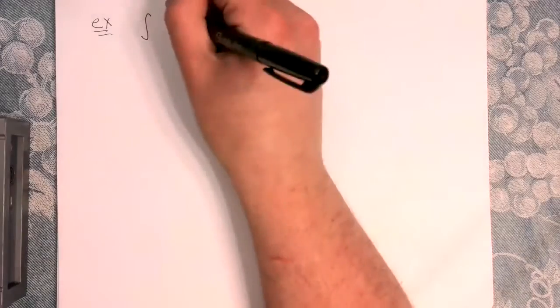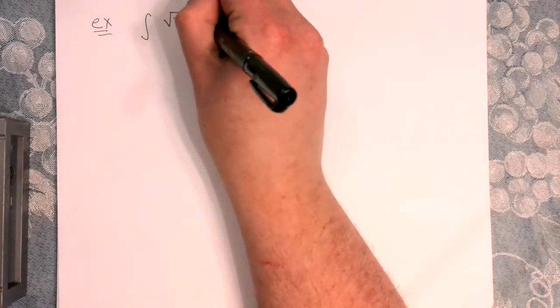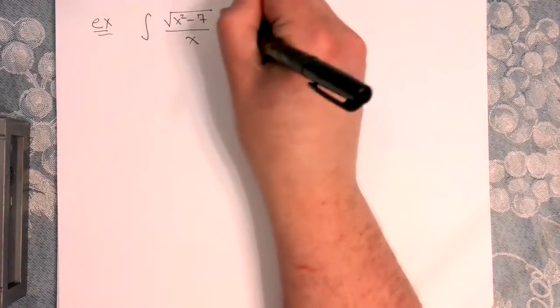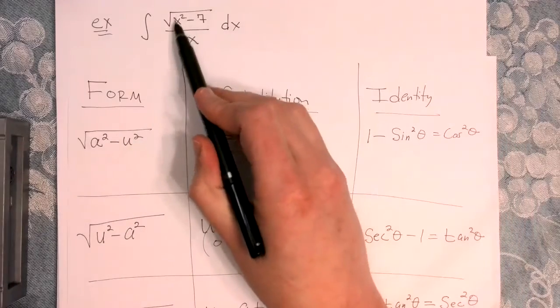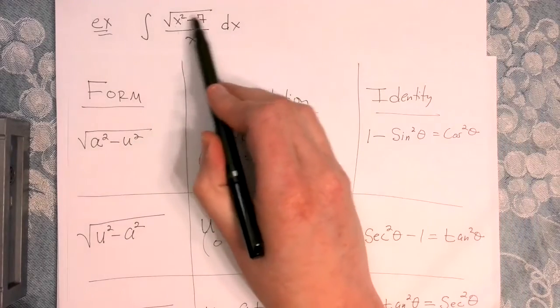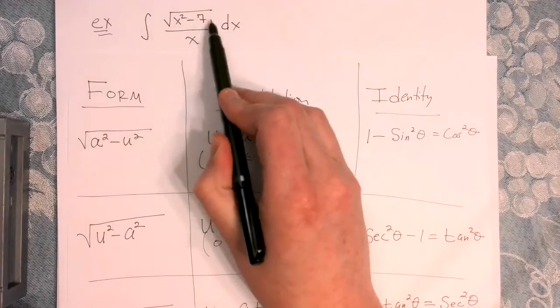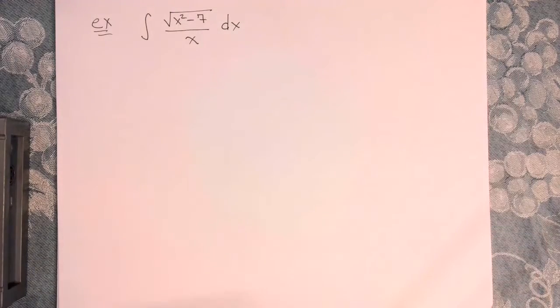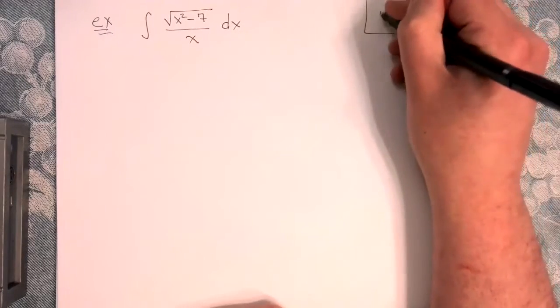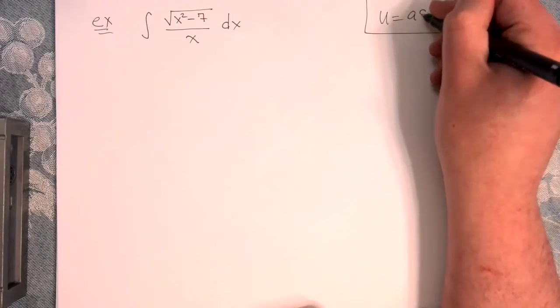Okay, so let's say we've got this indefinite integral of the square root of x squared minus 7 all over x dx. And so we just want to check which of our classic forms this is in. So it looks like I've got variable stuff minus constant stuff. That means I'm looking for a u squared minus a squared form. That looks like this form right here. So we want to make a secant substitution. All right, so we're going to use the form u is equal to a secant of theta.